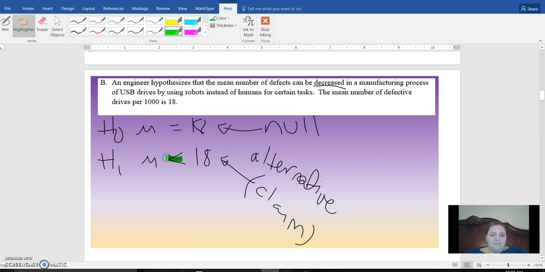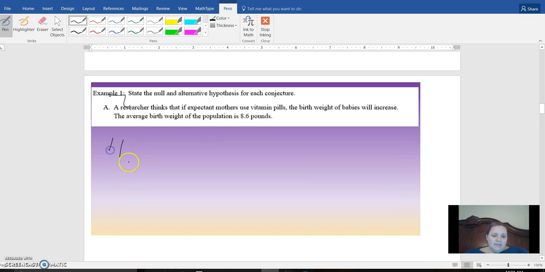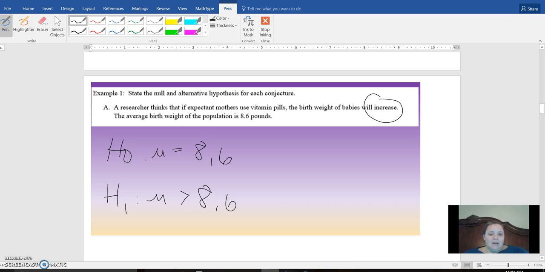A couple things we know about this. It points to the left, so it is one tail, and it is left-tailed. Null is H0, and the alternative we're going to call H1. Sometimes it's called HA. The researcher thinks that if expectant mothers use vitamin pills, the birth weight of babies will increase. The average birth weight of the population is 8.6. So they're claiming it's going to increase from 8.6. This guy is the null. This guy is the alternative, what you're trying to claim.